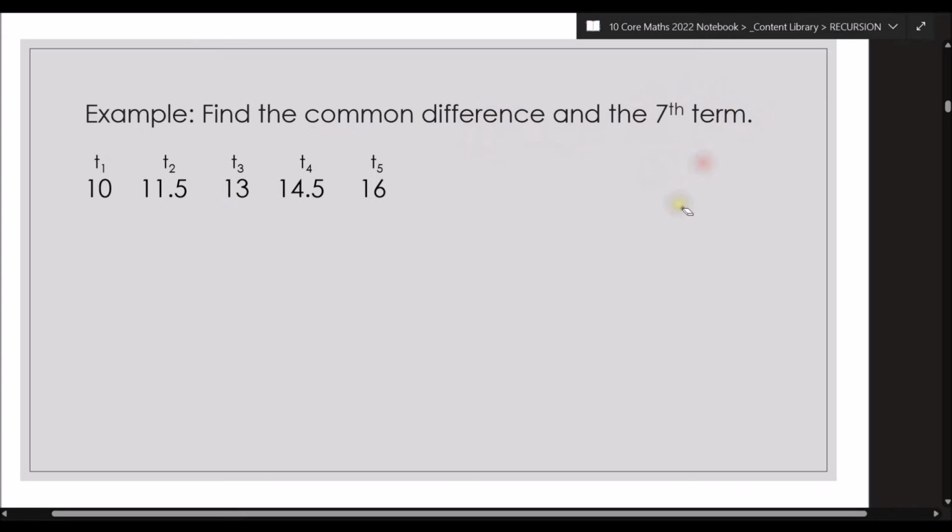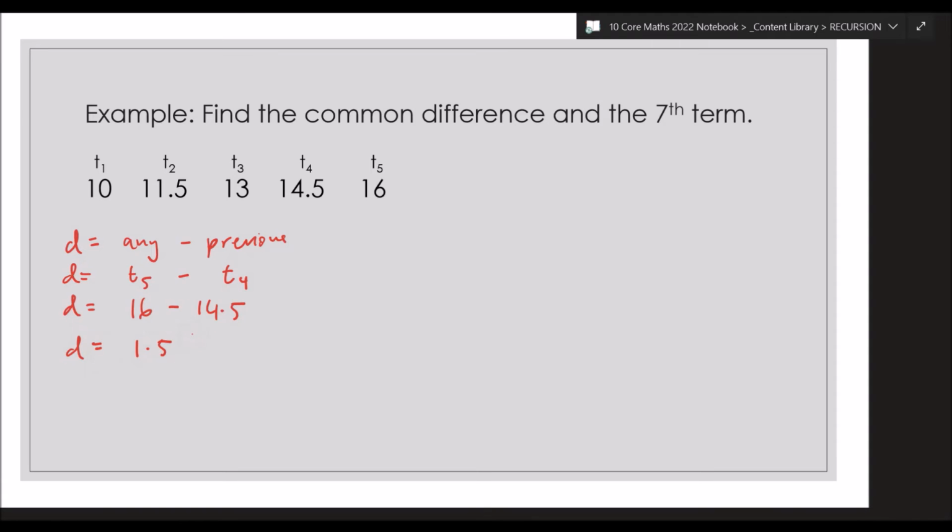Okay, so let's find the common difference. I can go with any term, take away the previous. Let's go with T5 take away T4. That's going to be 16 take away 14.5, which is 1.5. So the common difference is 1.5. It's adding by 1.5 each time.